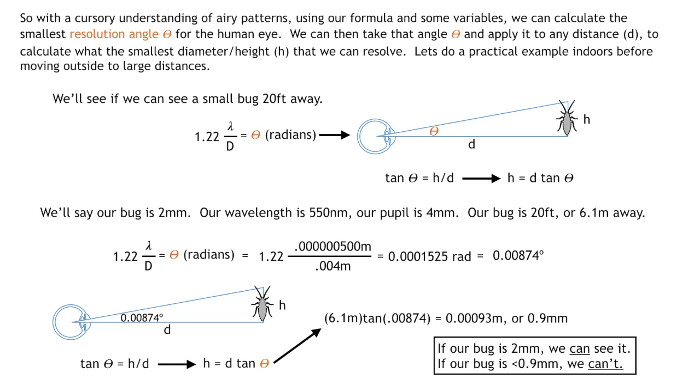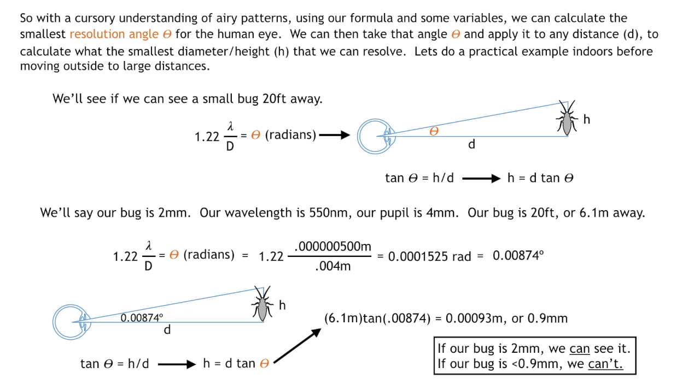So tangent theta is equal to height divided by distance, and height is then equal to the distance times tangent theta. So we'll say our bug is 2 millimeters. The wavelength of light we're observing here is 550 nanometers, right in the middle of the visible spectrum, and our pupil aperture diameter is 4 millimeters. So our bug is 20 feet away, or 6.1 meters.